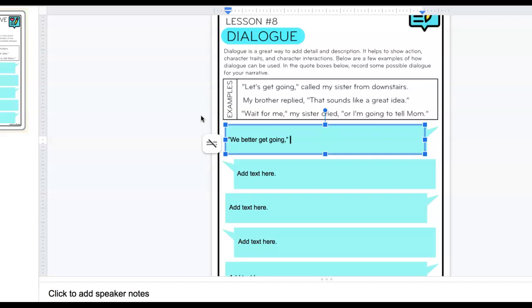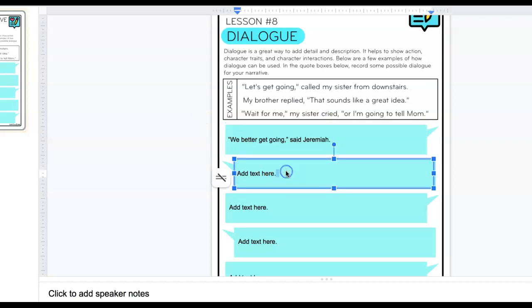Now I'm going to say said Jeremiah, and remember, I think I've mentioned him before, Jeremiah is my husband. So I'm going to put that there. Okay, maybe the next thing that I want to add, and this does not have to be in any particular order, it's things that you're remembering about the event.